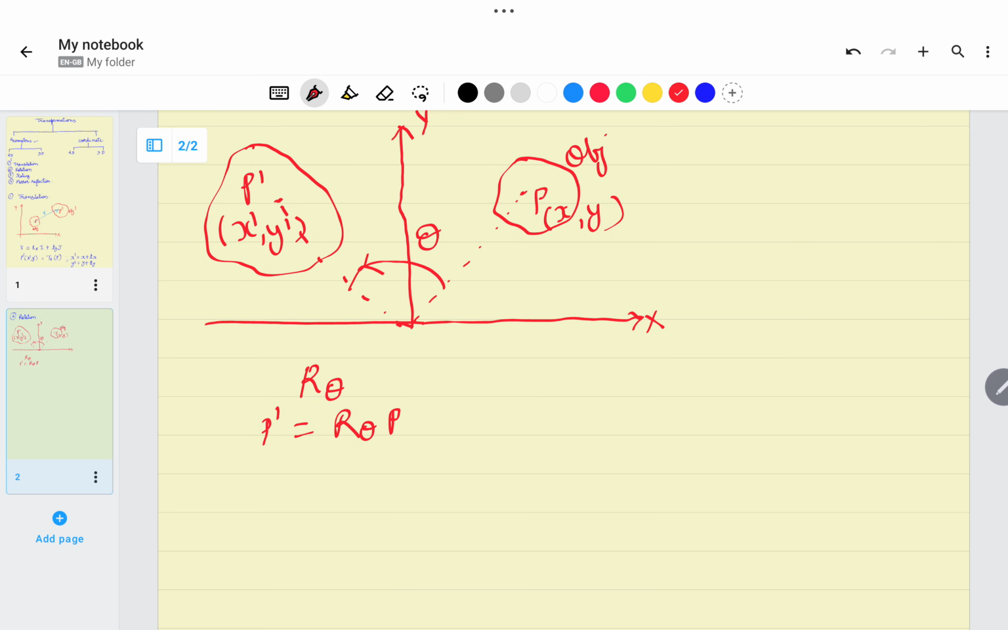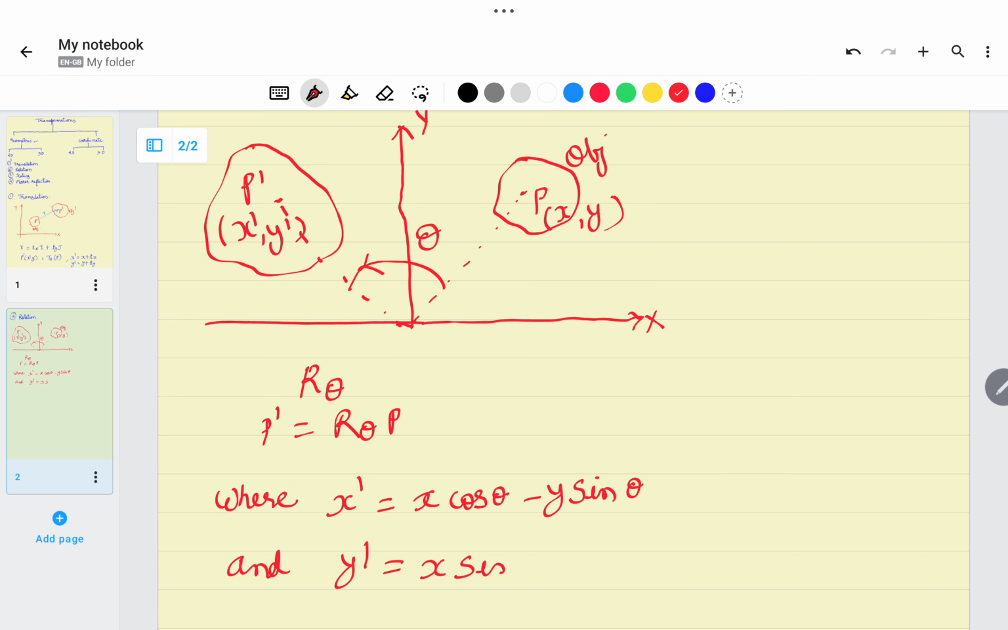Here x dash equals x cos theta minus y sin theta, and y dash equals x sin theta plus y cos theta.